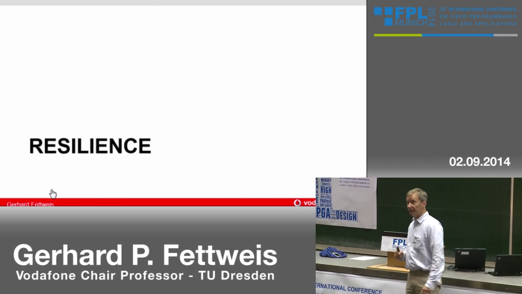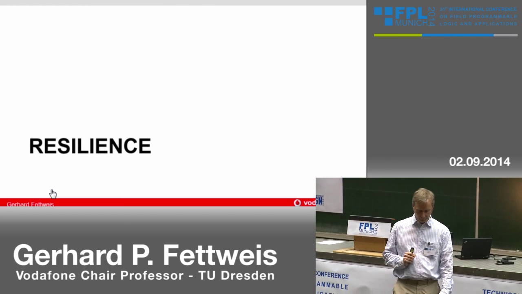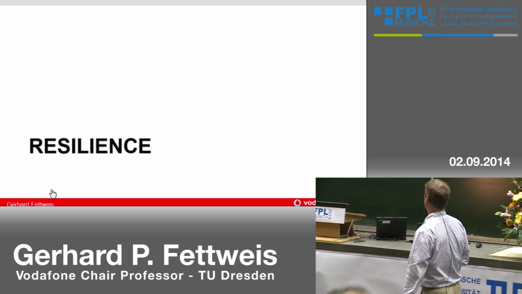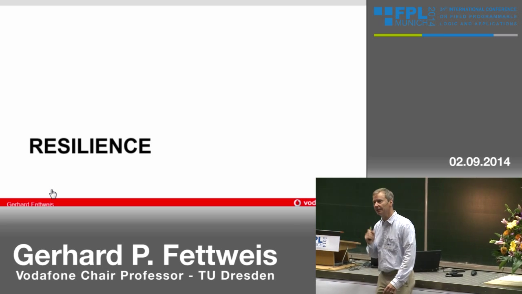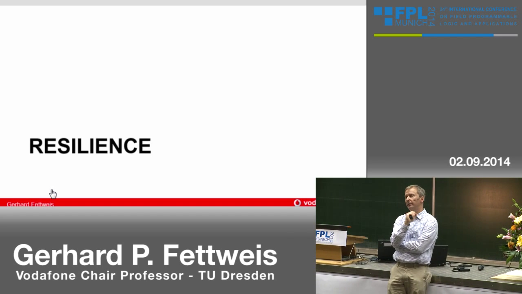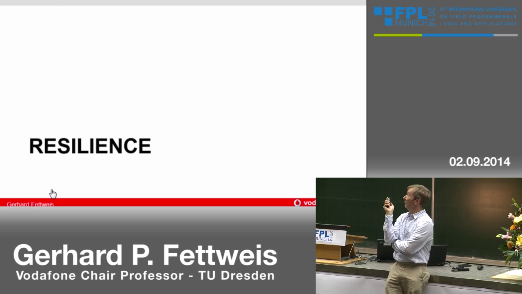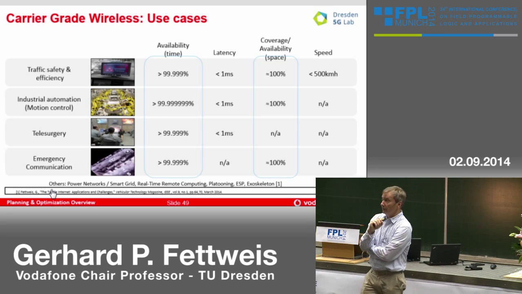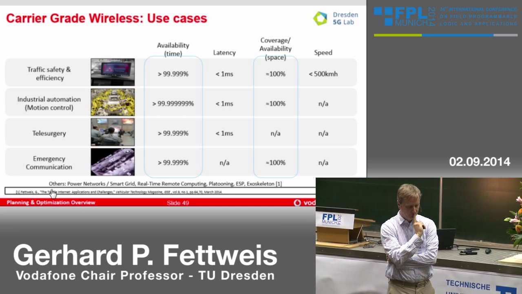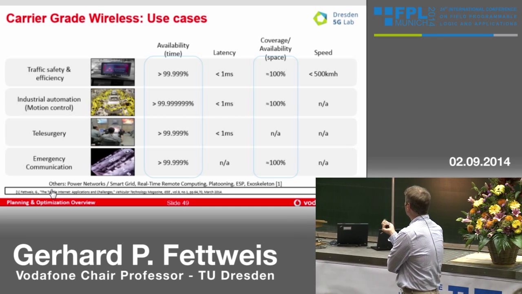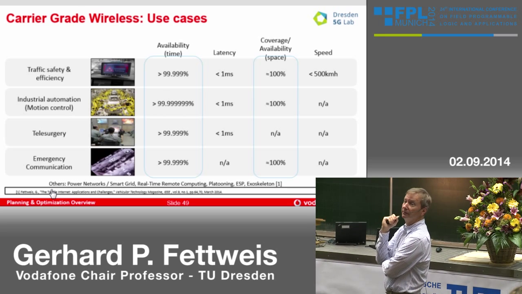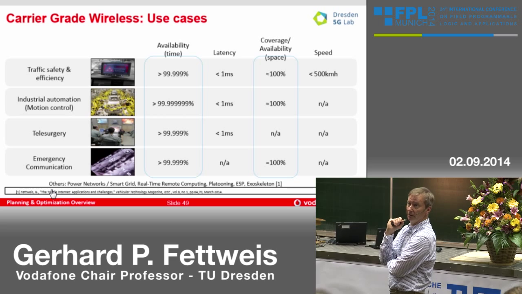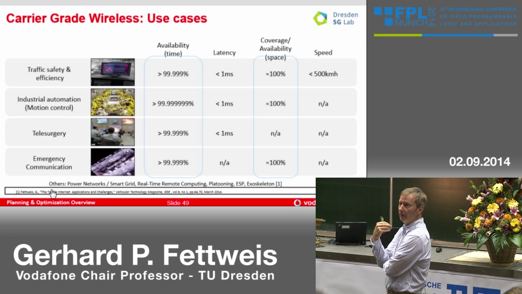Okay, now I still want to touch one topic, which is resilience, which is becoming more and more important and is of utmost importance to make the tactile internet happen. Why? If you look at the different applications, we see traffic and safety needs an availability in time of 99.999%. Another way of looking at it, an outage of 10 to the minus 5.